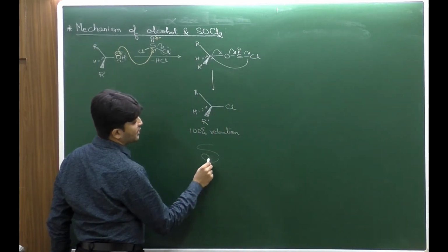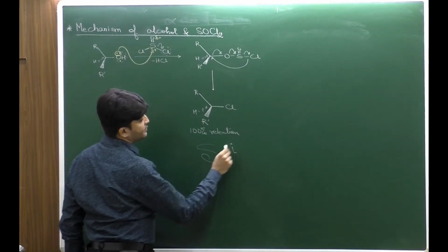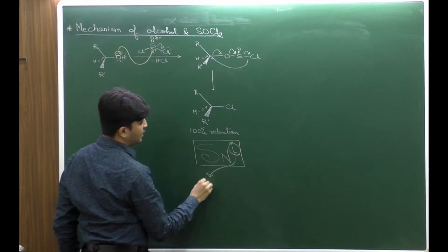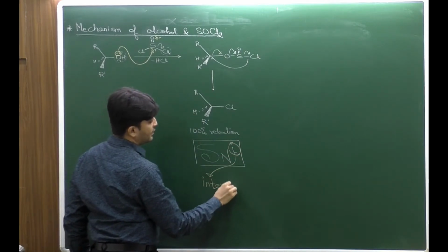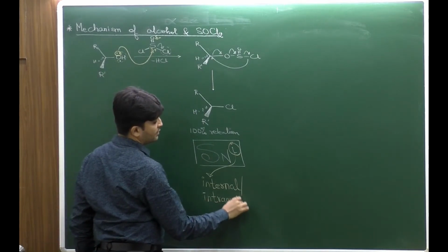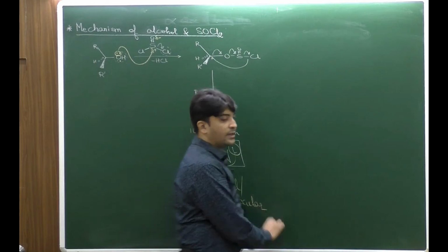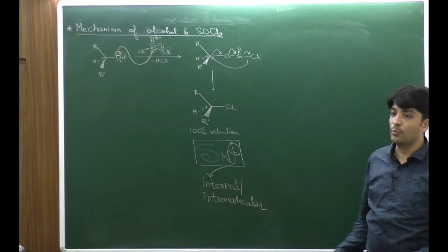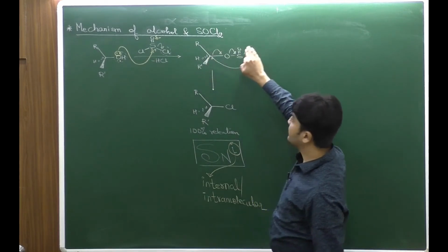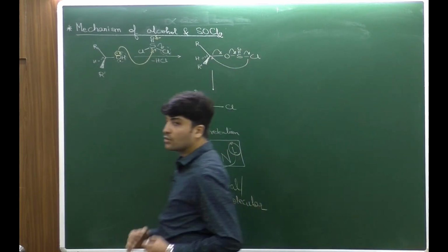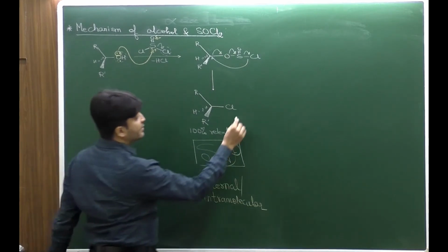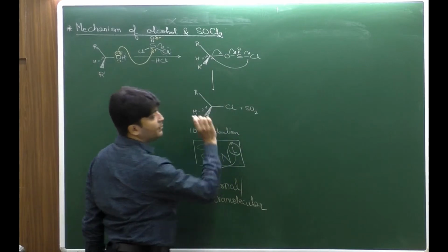which is given a special name called SNi. SNi. I matlab internal. I is what? Internal. Yeah, specifically you can also remember intramolecular. You can clearly see the Cl minus, which was a good leaving group, attacked the carbon of the substrate within the molecule and kicked out the sulfur dioxide, which is again a good leaving group. SO2 as a neutral molecule is a good leaving group. So it eliminates the sulfur dioxide and forms this particular compound.